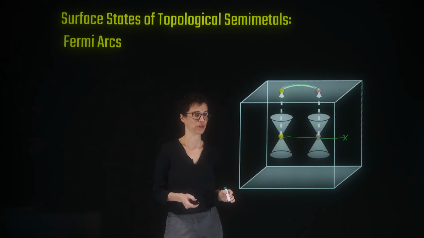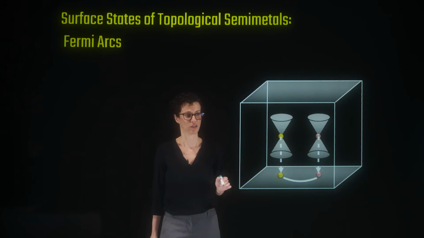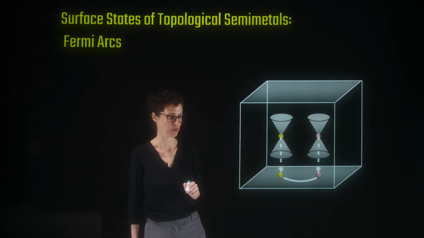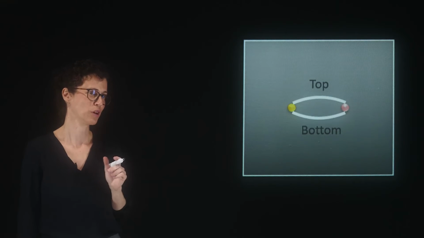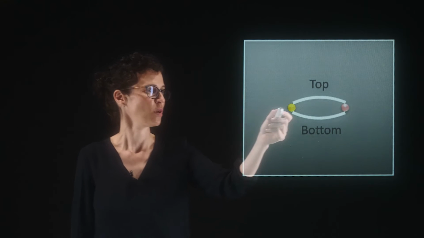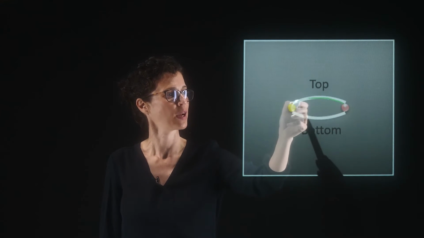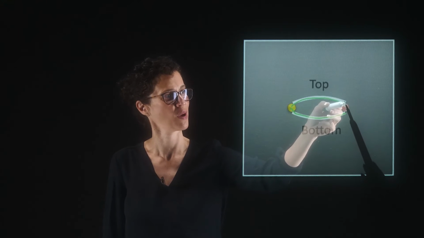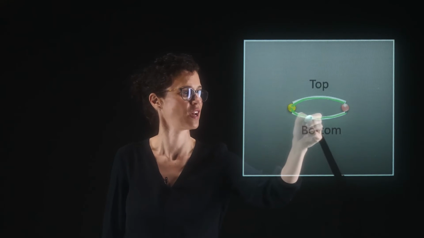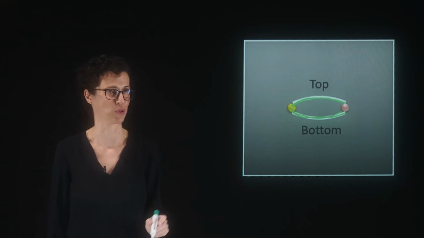This is, of course, also correct for the bottom surface here. It also has two projections of the Weyl points that have a finite separation between them, and therefore this surface will also host a Fermi arc. This is a view from the top of the system. From the top of the system, you can see that the two arcs encapsulate a finite Fermi surface, but you have to be careful because one of them is an open arc on the top surface and the other is an open arc on the bottom surface.